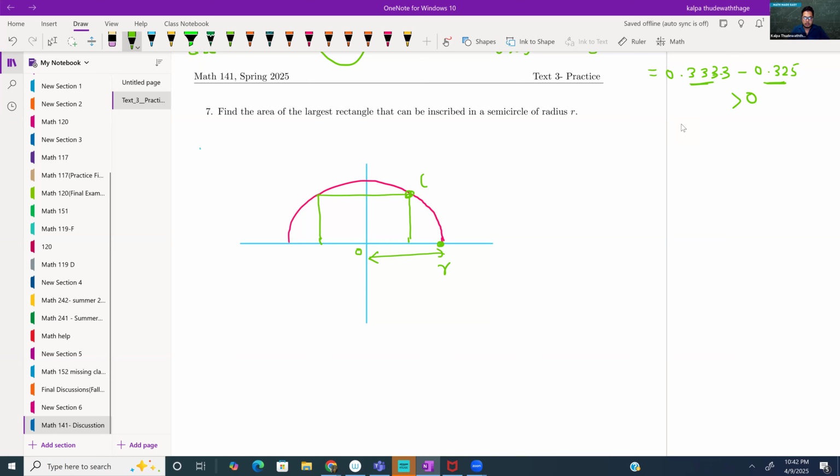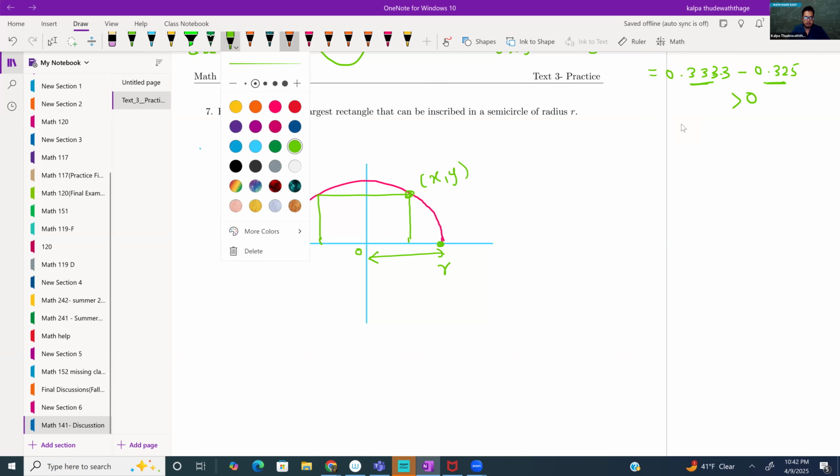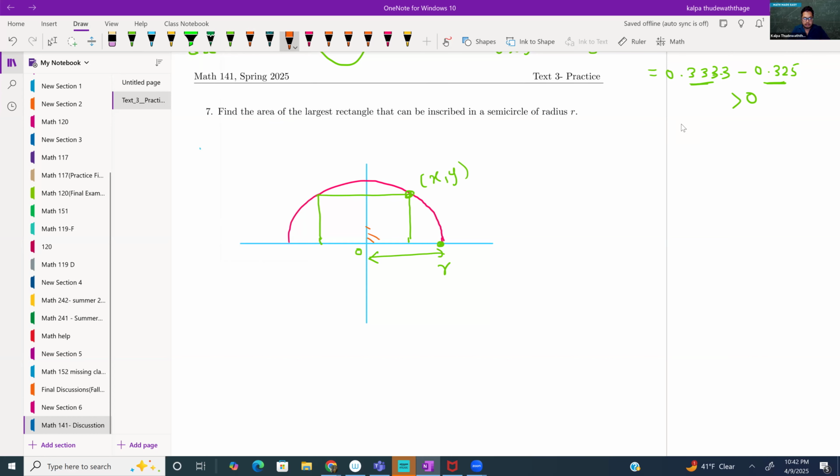This point you can choose x comma y. Then the area of this rectangle will be x times y, because this point is x. You can put x here, and this is y. So area is actually 2xy, because I have xy, and this is also the same by symmetry. Okay, so area is 2xy.